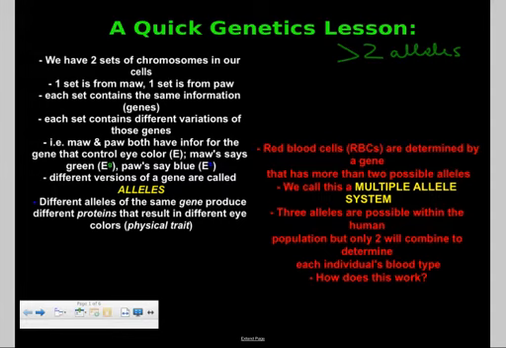Let's say that there's the allele for blue. We also know that there could be an allele for green. But let's say there's also the allele for red. Okay? There are three alleles there. But we could inherit a red from mom, a blue from dad. We could inherit a green from dad, a red from mom. We could inherit a blue and a green. Does that make sense, everybody?